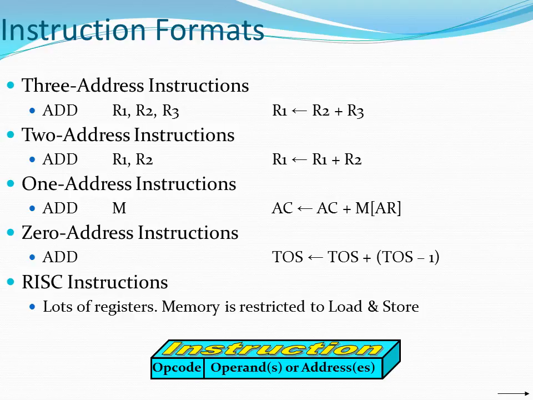And coming to the 1 address instruction, here we have only 1 operand. For example, the 1 address instruction is add M. Whenever there is no register specified, the addition operation is performed automatically. So here add M has only 1 operand. And for the 0 address instruction, add, there is no operand present in our instruction. So these are the different instruction formats present in our programs.